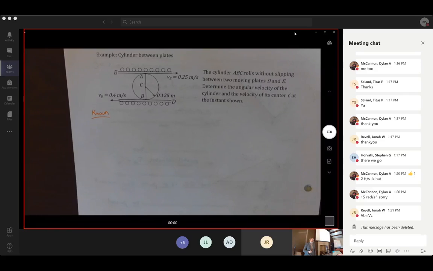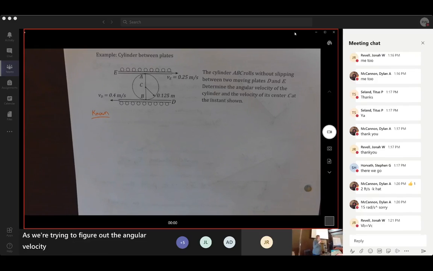Velocities for the conveyor belts, VD and VE. Okay, so we know VD and VE. More importantly, as we're trying to figure out the angular velocity, what points do we know speeds of based on what we're told?